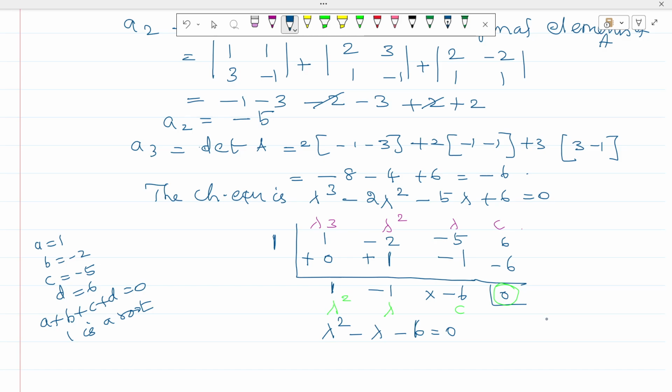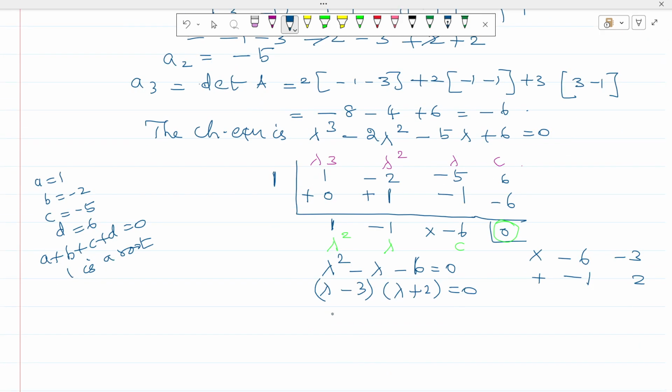So when we are solving this, multiplication is minus 6, adding is minus 1. What are the two numbers? Multiplication is minus 6, adding is minus 1, it is minus 3 plus 2. So we can write here lambda minus 3 and lambda plus 2 equal to 0, lambda equal to 3, comma, minus 2. Therefore the eigenvalues are, what are the eigenvalues? 1, minus 2, comma 3.